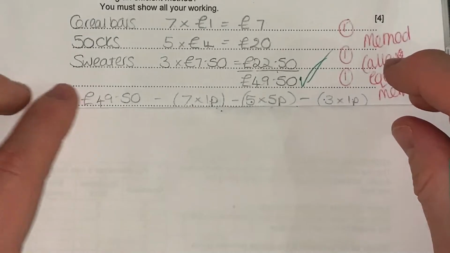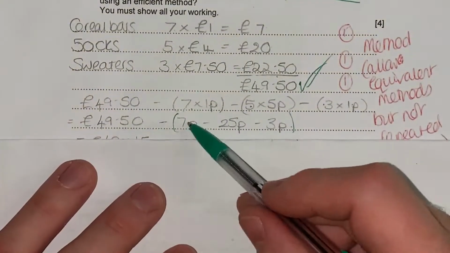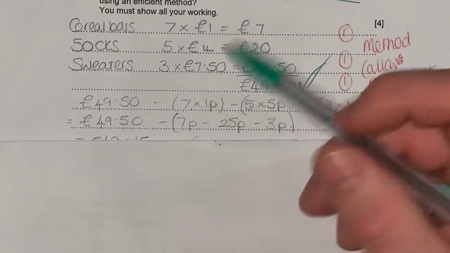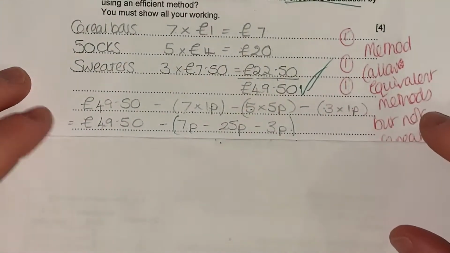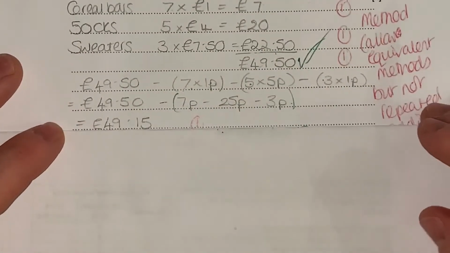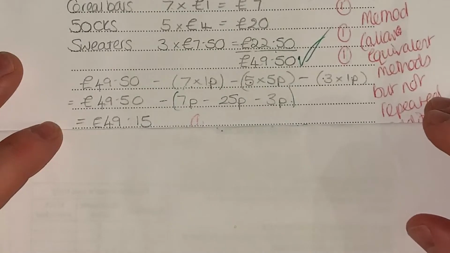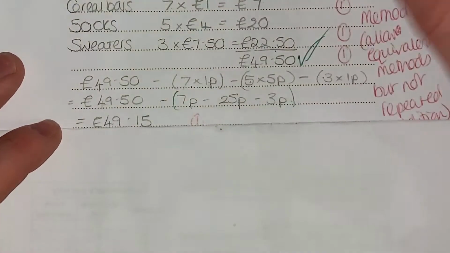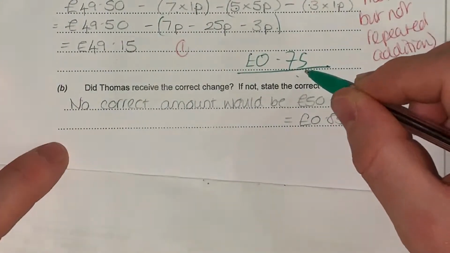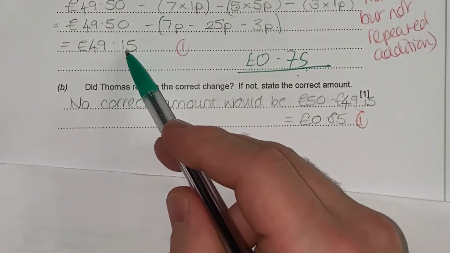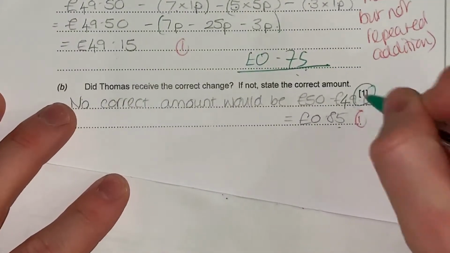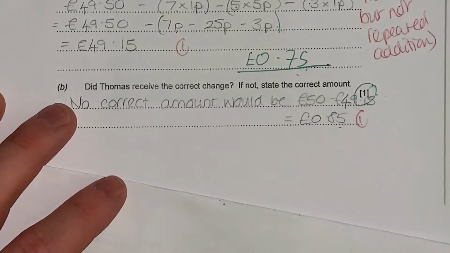So although I have my £49.50, what I need to take away from that is the 7, the 25, and the 3p. By doing so, that is going to take me down to £49.15. But remember, the question said 75p change. So moving on to the next question, was it 75 pence? Well, no, the difference actually from 50 quid and the £49.15 is going to be 85p. So that is going to get you your extra mark.